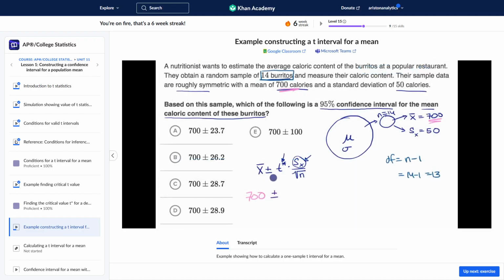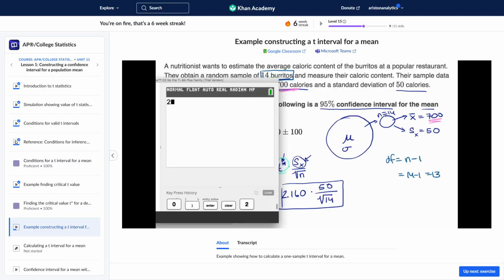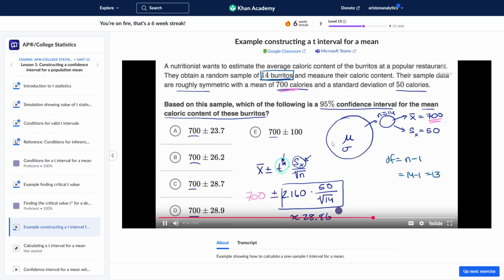So this part right over here, let me do that in a darker color. This is going to be 2.160 times, what's our sample standard deviation? It's 50 over the square root of n, square root of 14. All of our choices have the 700 there, so we just need to figure out this margin of error part, and we could use a calculator for that. Okay, 28.86. That's our margin of error. Out of all of these choices, if we round to the nearest tenth, that'd be 28.9. So this is approximately 28.9, which is this choice, right?